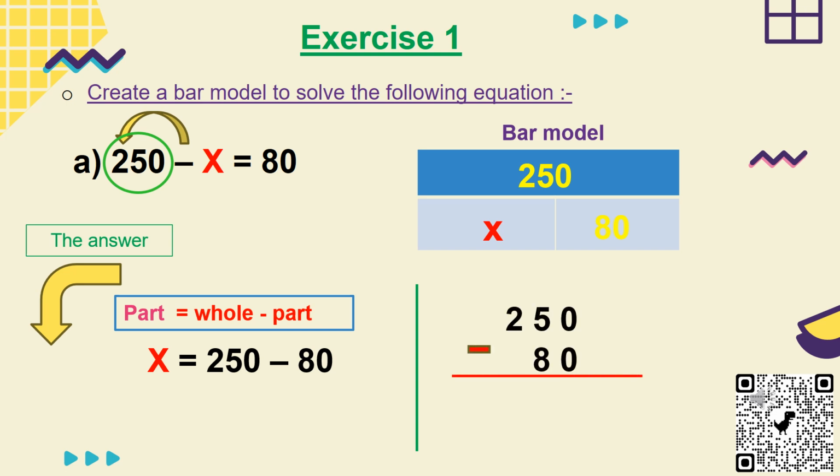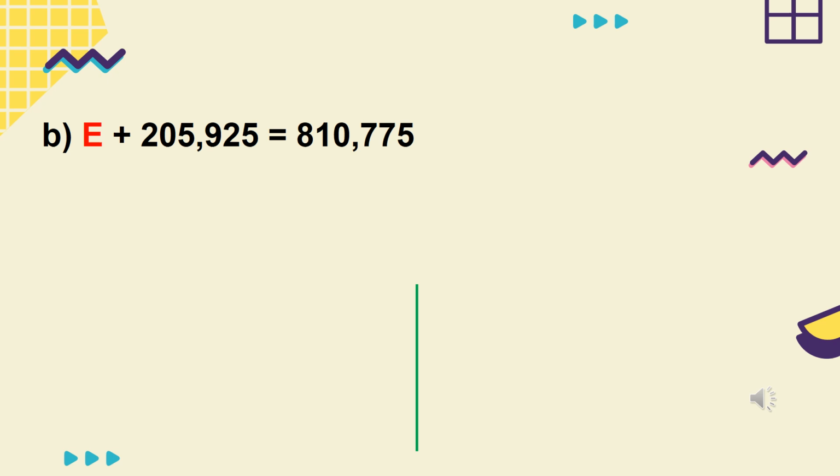0 minus 0 equals 0. 5 minus 8 we can't. We go to the next door, knock knock knock. 2 became 1 and this 5 became 15. 15 minus 8 equals 7. Then I put 1 down. So the value of x equals 170.